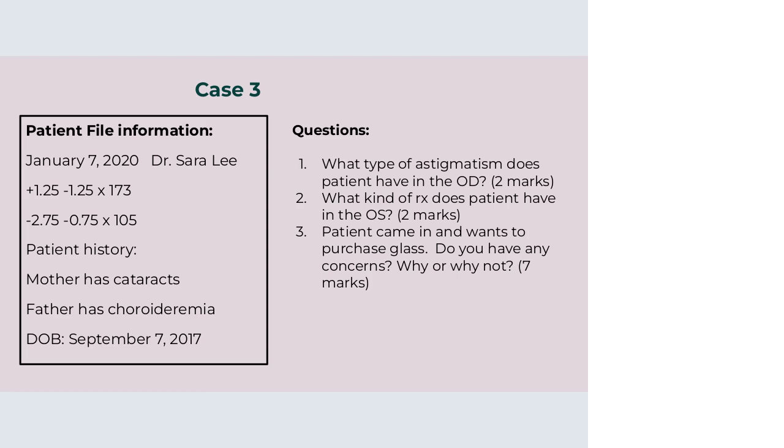But no, we're still in the range of against-the-rule. 20 or 30 to the left or right of 90. 105 is 15 off, so we're not quite in the oblique yet. But in terms of simple myopic astigmatism, simple hyperopic astigmatism, compound, which one would it be?